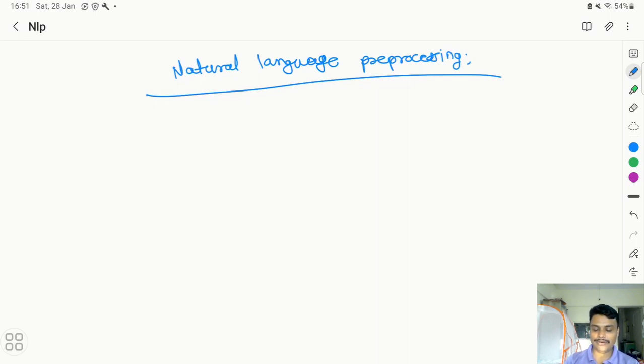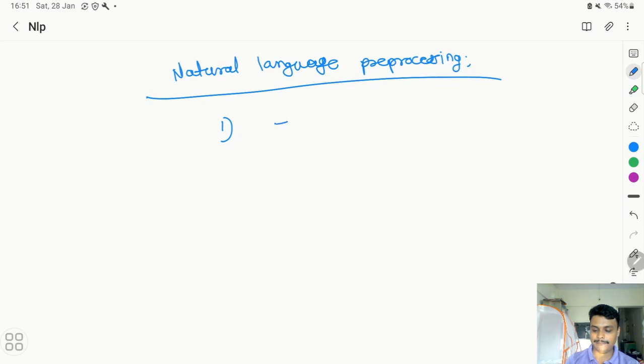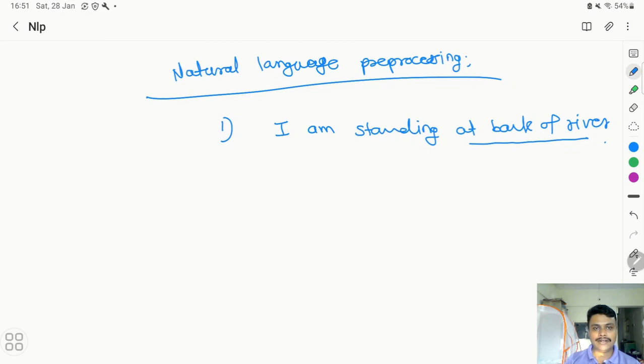I will give you one example. Suppose there is one sentence, and the sentence is: I am standing at the bank of river. Okay, so please remember the word in the given sentence context. I am standing at the bank of river. Here the context of bank would be the side of the river; that is the meaning of the word bank.